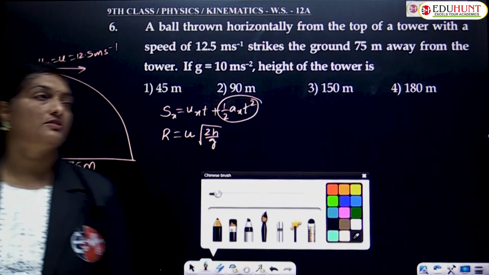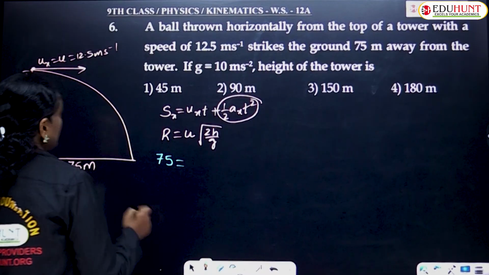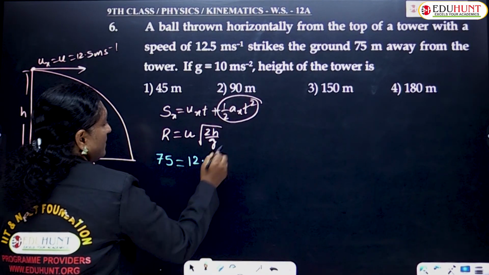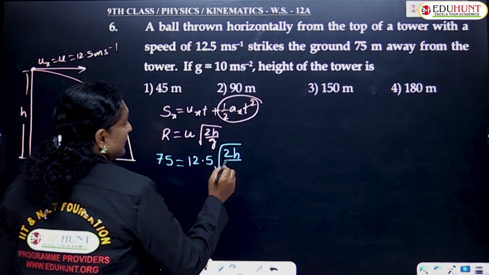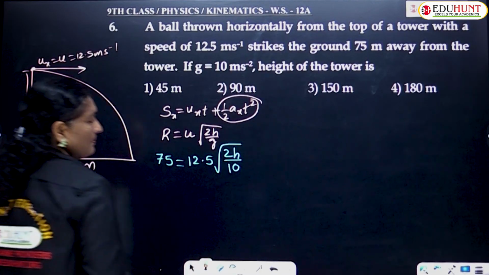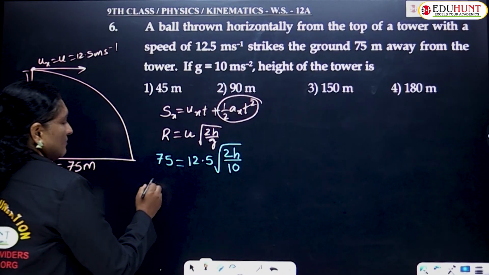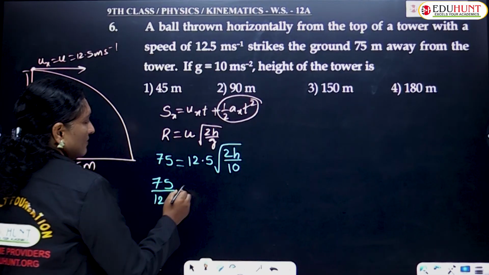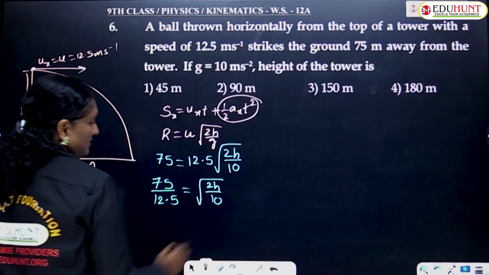What is the value of R, children? R can be taken as 75 meters, which equals u. Instead of u, we can replace it with 12.5 times root over 2h by g. H we need to calculate, and the g value you are asked to take as 10. Bringing this 12.5 to the left side, we have 75 by 12.5 equals root over 2h by 10.